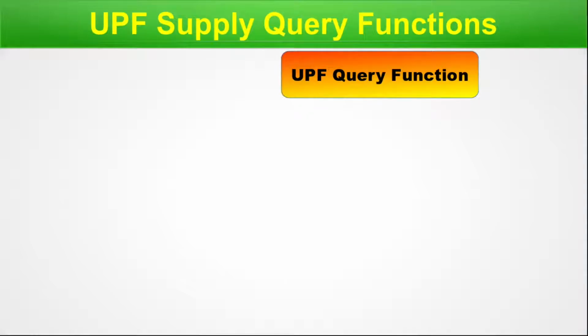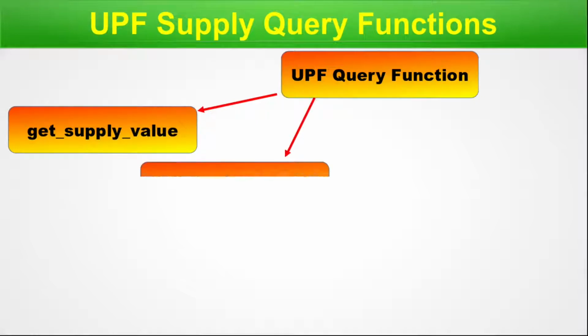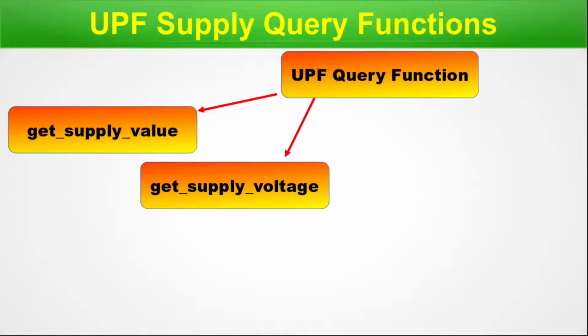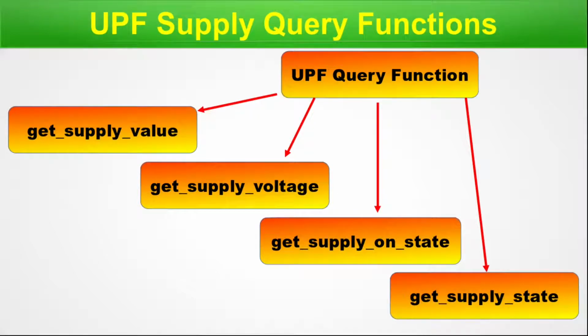So these are the UPF query functions. The first one is get supply value. It will get the supply value, as the name suggests. The next one is get supply voltage. As the name suggests, it will get the supply voltage. The next one is get supply on state. So it will check the on state. And the final one is get supply state. So it will get the supply state.